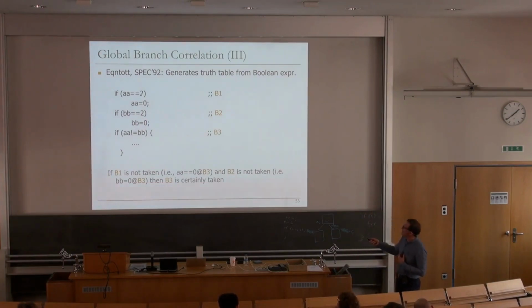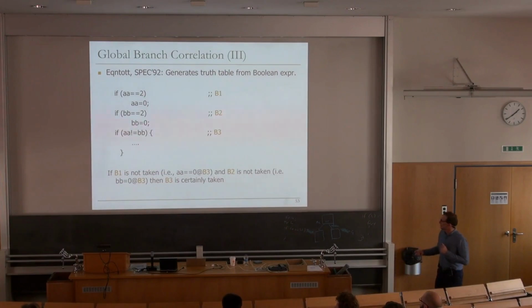Basically, you had this B1 branch checking AA and setting AA. You had this B2 branch checking BB and setting BB. And you had this last branch comparing AA and BB. And if they're not equal, you do something. And in this case, clearly there's correlation. If B1 is not taken and B2 is not taken, then B3 is certainly taken.